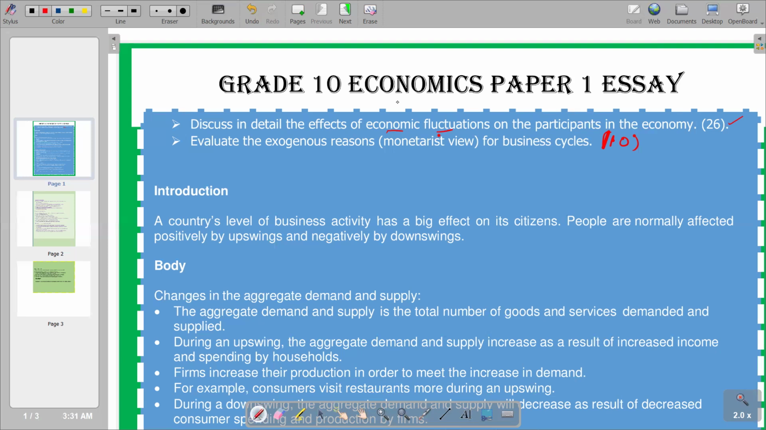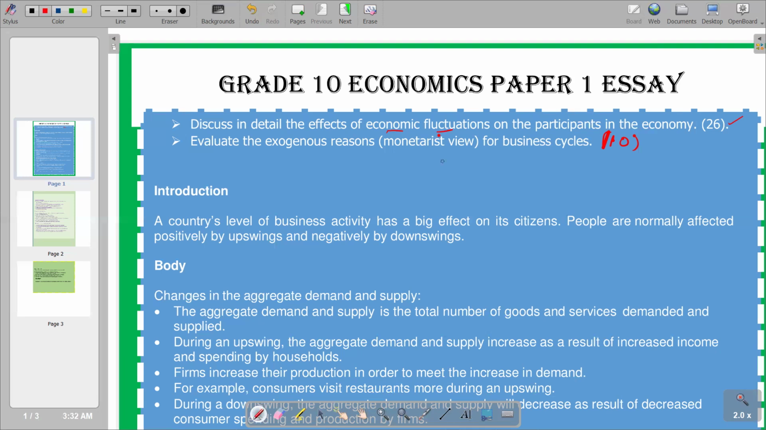Remember, when we reduce interest rates, it's going to be cheaper for the economy's participants to access money from financial institutions. When they access money, they're obviously going to expand their production capacities, and there will be an increase in economic activity, which leads to many positives, like an increase in gross domestic product, and a reduction in unemployment will also be noticed. So those are some of the issues there. Then on the second part, it's saying evaluate the exogenous reasons.